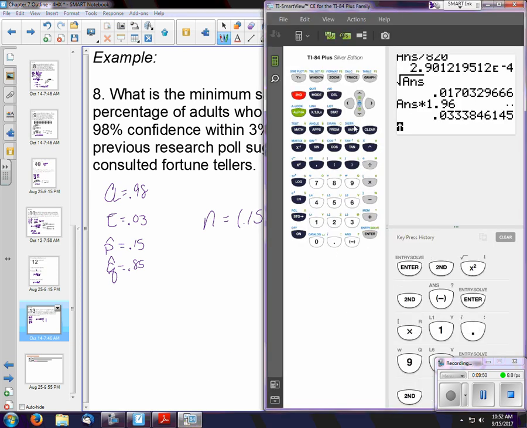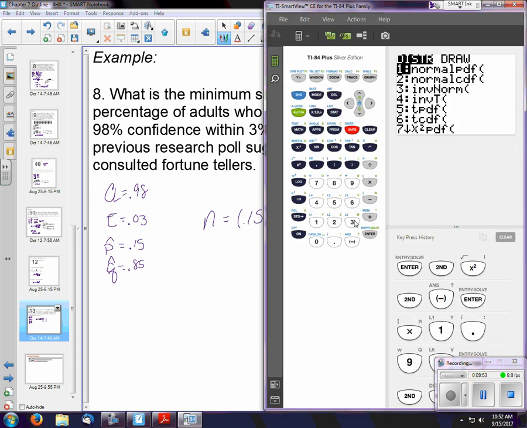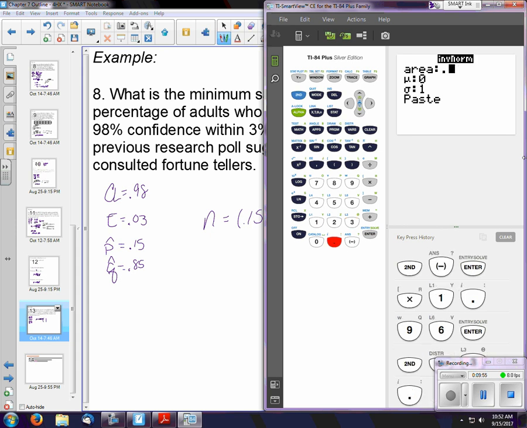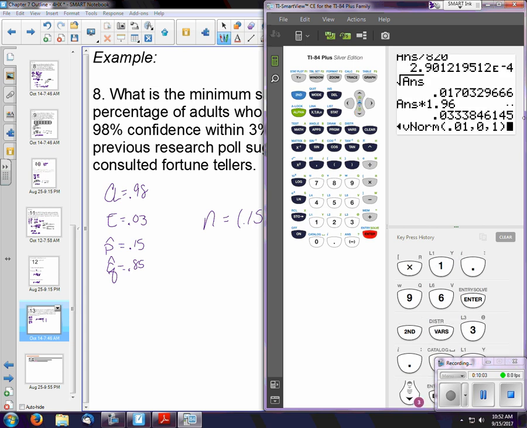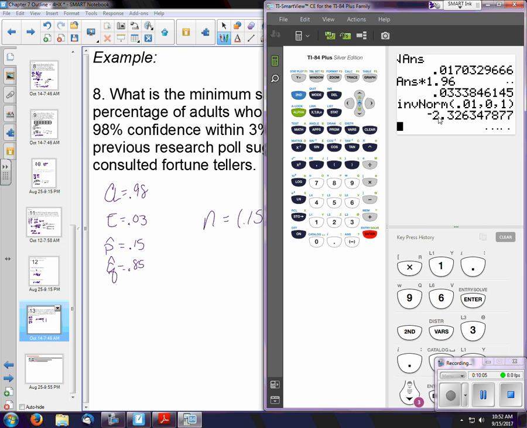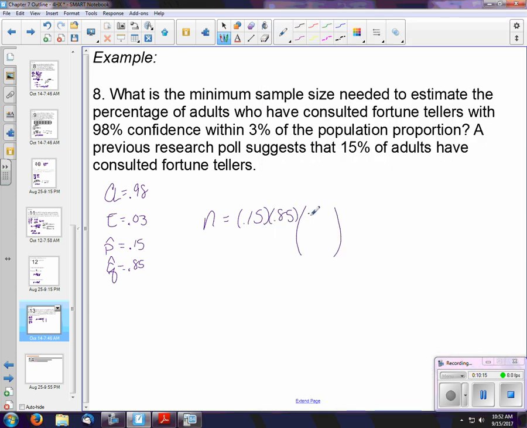So use inverse norm or your table, whatever makes you happy here. So that means alpha is going to be 0.02, so alpha divided by 2 is 0.01. So we have a z-score of negative 2.33 if you round that, or positive 2.33, whichever. When you square a negative number, it becomes positive anyway, divided by our margin of error, 0.03, all squared.